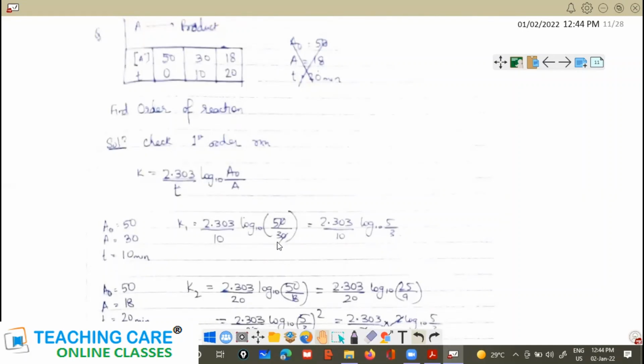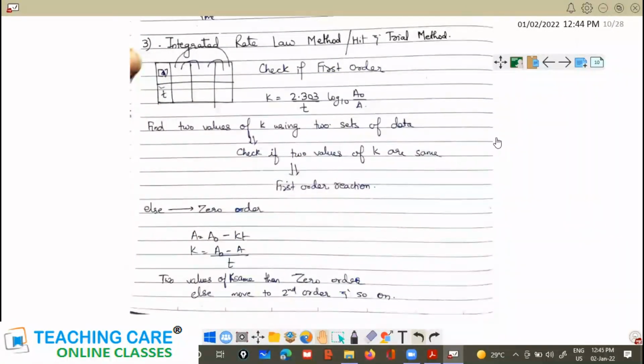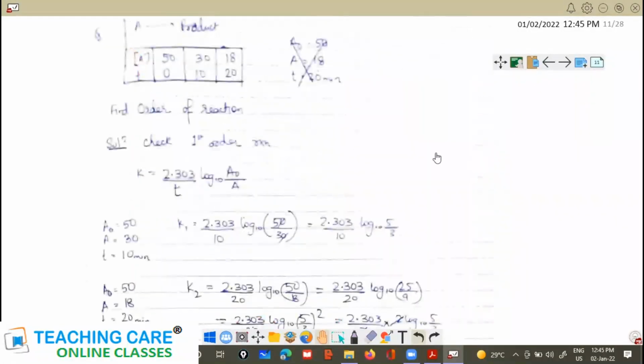Yes, ma'am. But how do we know which formula we have to use in this? Why is it that we can't use k equals a minus a not over 30? Because we don't know whether it is a zero order or a second order. We have to use the formula for the first order reaction, right?